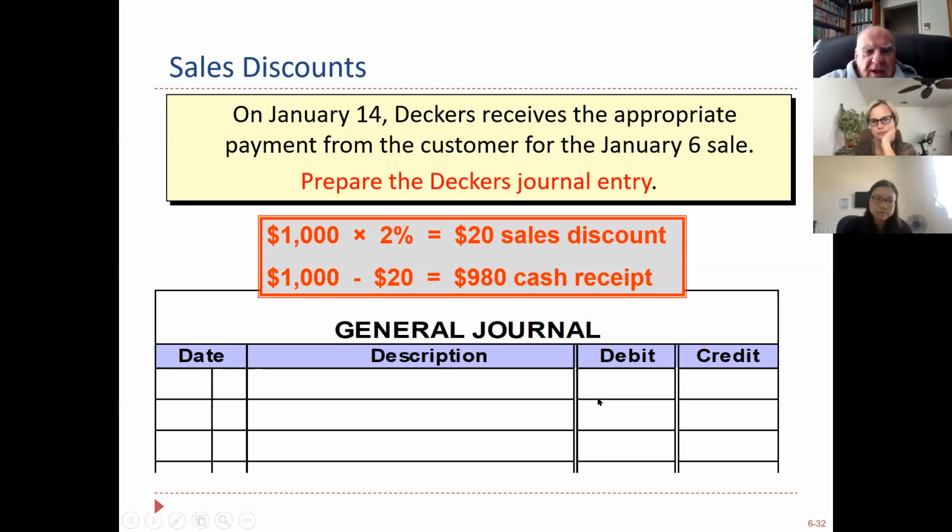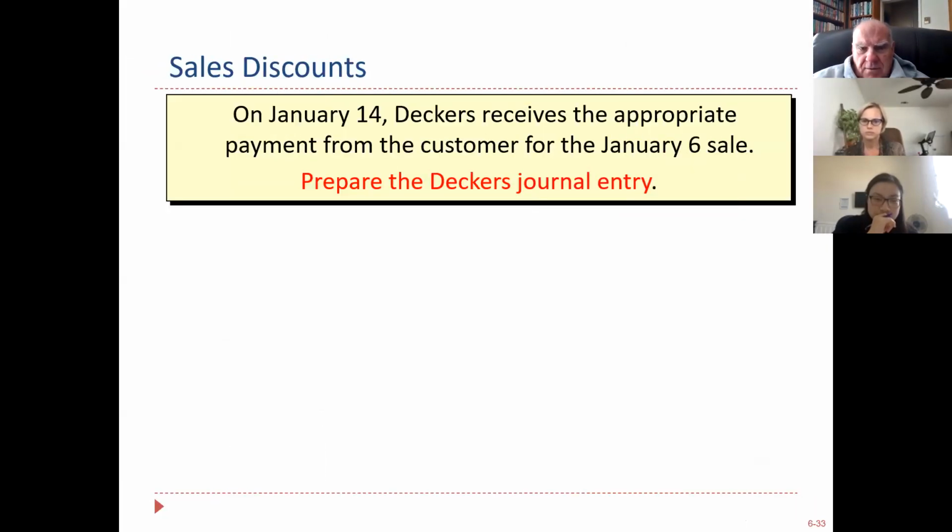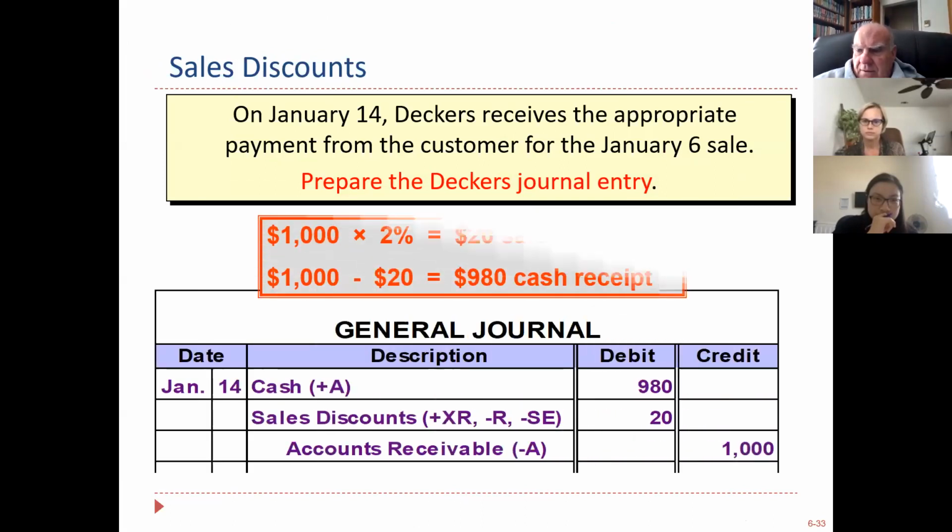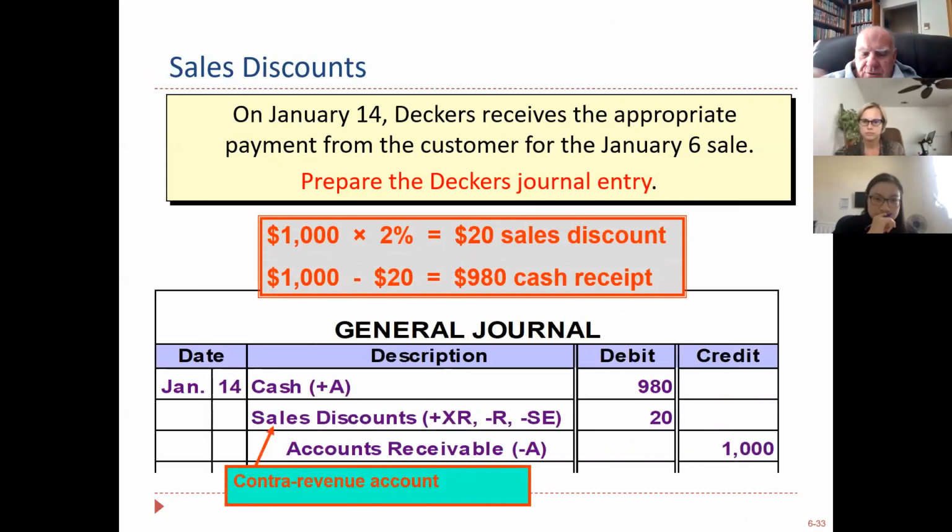How much did we sell? 1,000. We gave the guy a $20 discount, so we only got that amount of cash. So that journal entry writes itself. You debit cash for $980. You record the sales discount, which is not an expense, but a contra revenue. That's what that X means. And the receivable is 1,000.